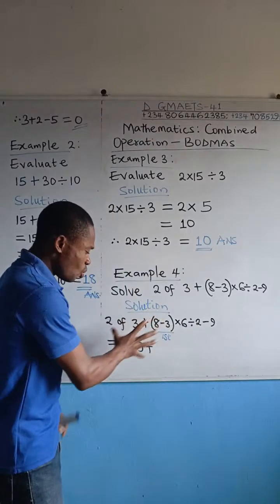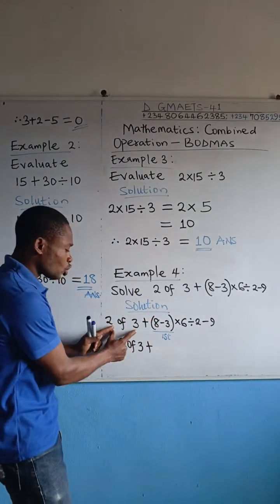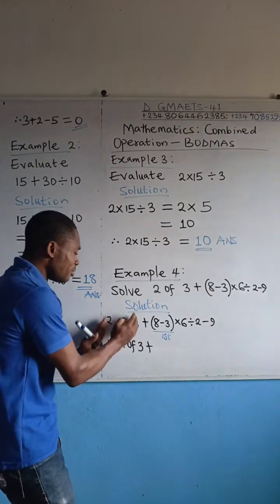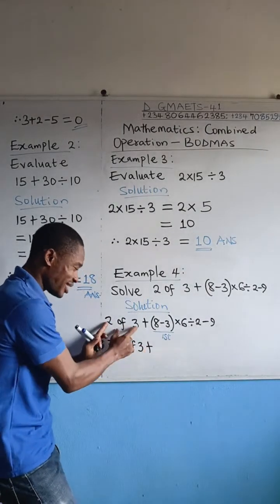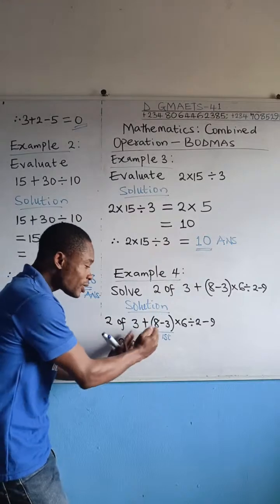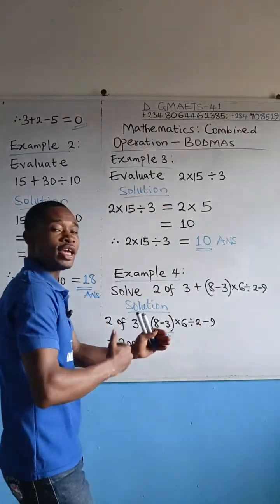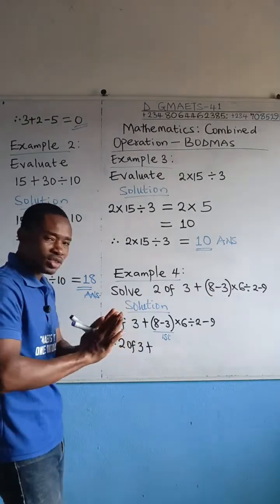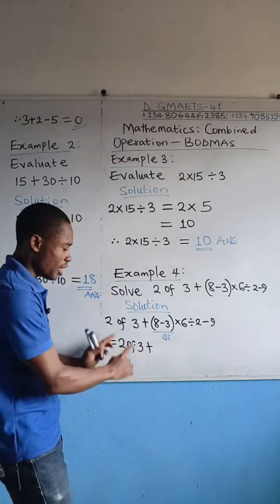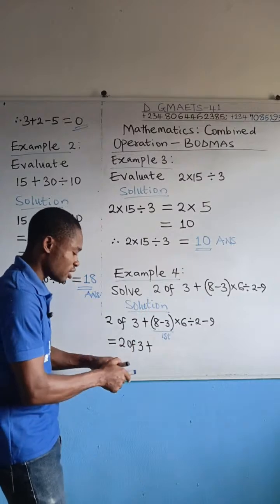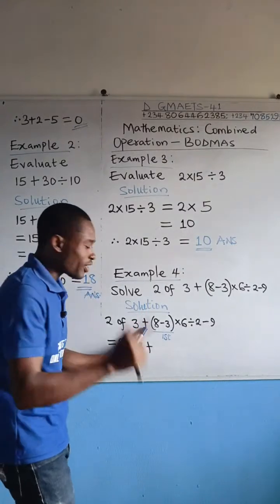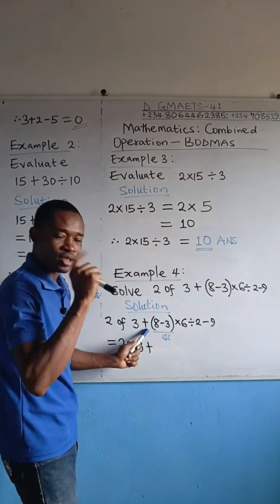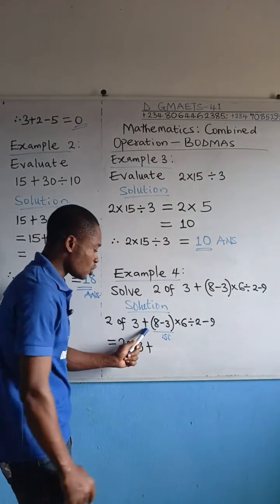Follow along. If I am not supposed to solve this one first, it means I will write it, I'll bring it down exactly the way it is, so that I'll be seeing how it appears and link up to the other ones I'm solving. So you see, 2 of 3, you don't touch it. Bring it down exactly the way it is. After that, you have plus. Look at your plus there. After the plus, you have this bracket. So you solve out this bracket and get a single number for it first. So let us do that.